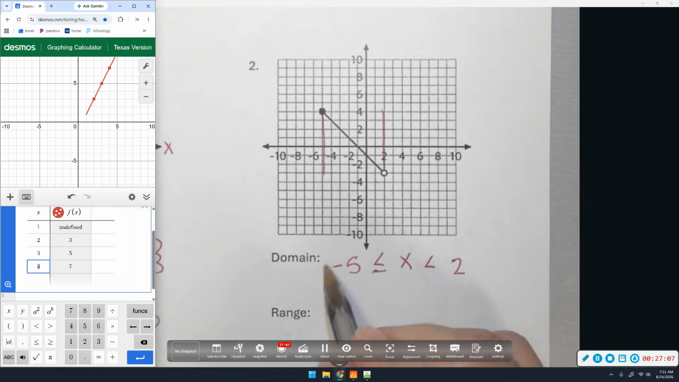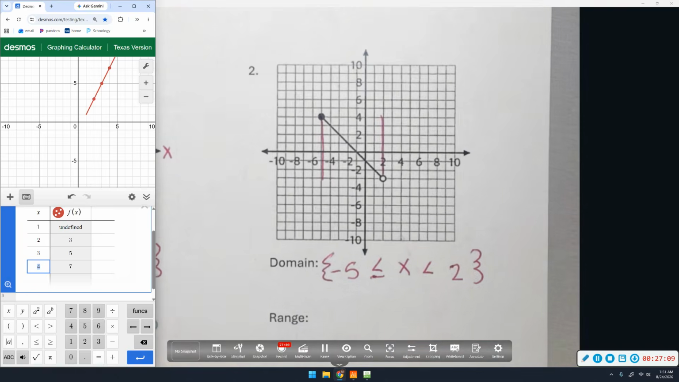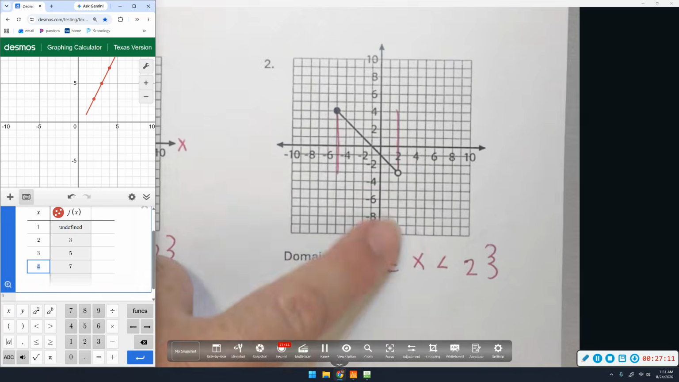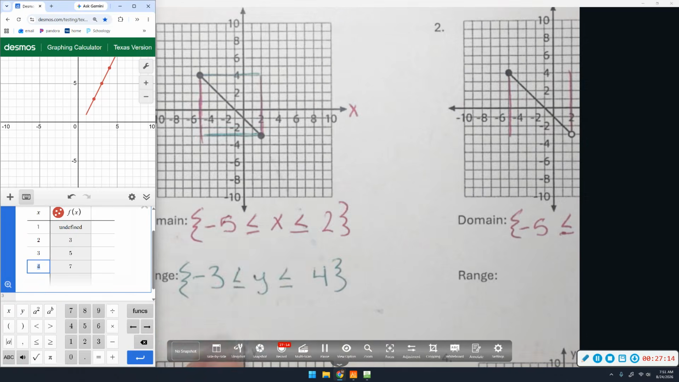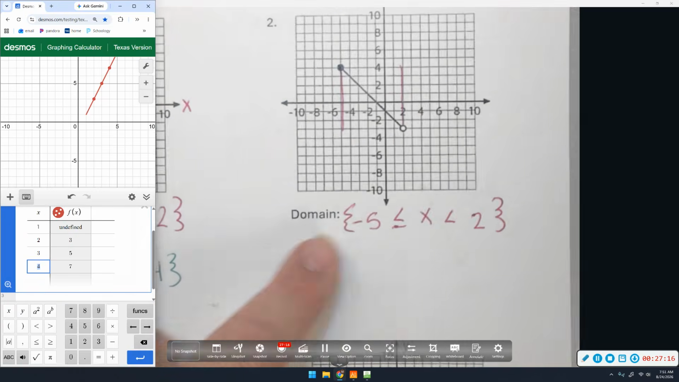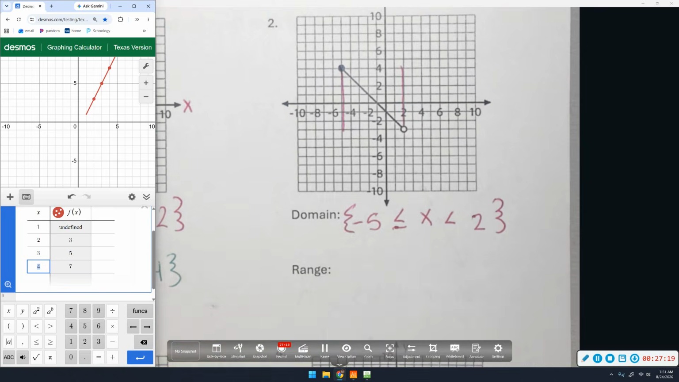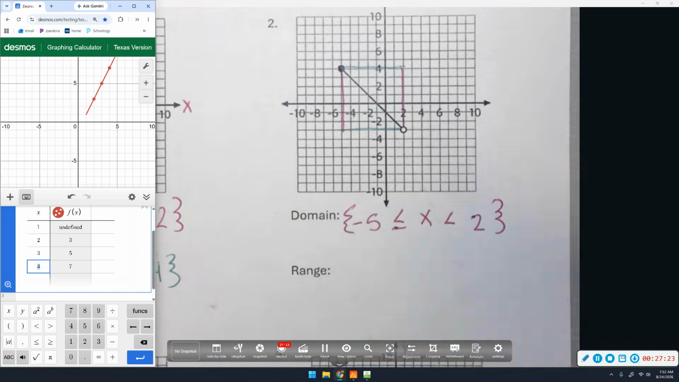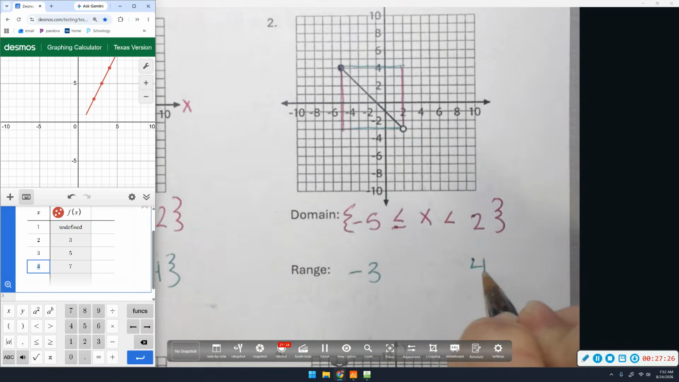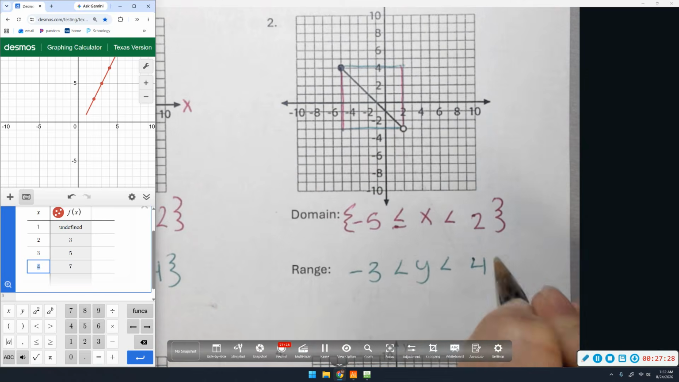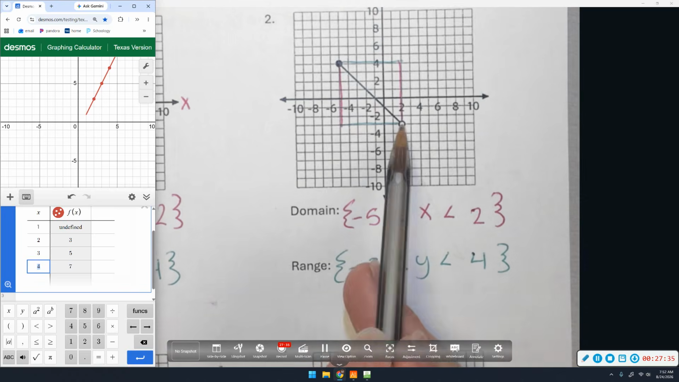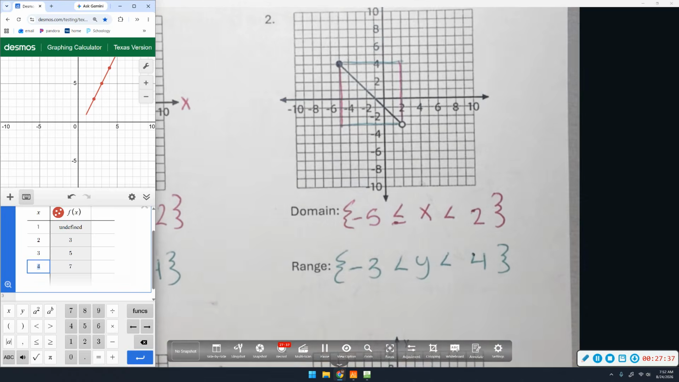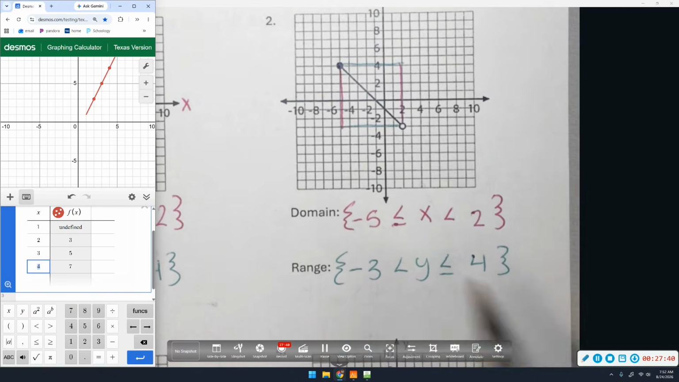That's the only difference. I just wanted y'all to see the difference of an open dot versus a closed dot. This one had both closed dots, so it had both equal to. This one did not. So same concept for range. It still went -3 to 4. Which one gets an equal to this time? The -3 or the 4? -3 had an open dot, so -3 does not get an equal to. 4 had a closed dot, so this one gets an equal to.